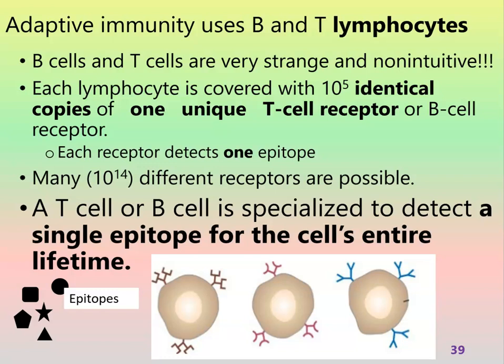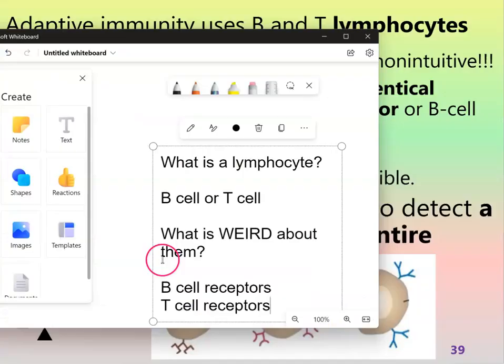And so that lymphocyte that has that DNA and all of its daughters will make the same lymphocyte detectors. So if it's a B cell, B cell receptors. If it's a T cell, T cell receptors. And so again, this means a B cell or T cell is specialized to see one epitope. So that's one fraction of an antigen, just one thing its receptors can see for its entire life. And that is bonkers.